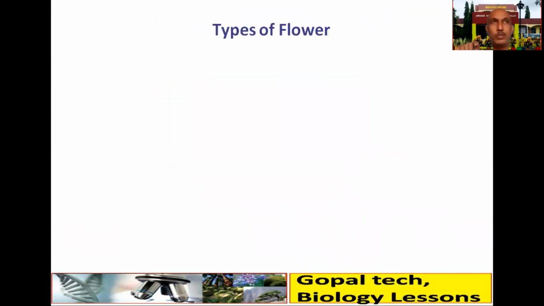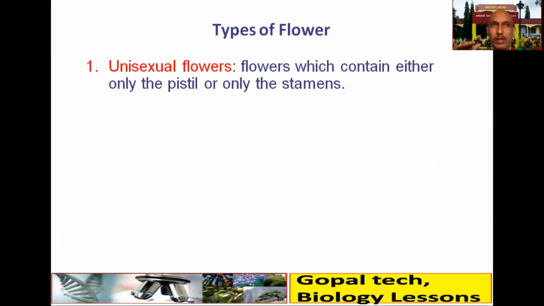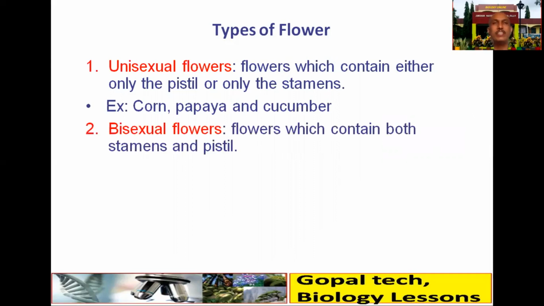Now, types of flowers based on the number of sex organs, that is stamen or pistil. Unisexual flower: uni means single, a flower which contains either only the pistil or only the stamen. So there is the pistillate flower and the staminate flower. Best examples are corn, maize, papaya, cucumber. Bisexual flower: a flower which contains both stamen and pistil. Both will be together. Many flowers are bisexual. Mustard, rose, petunia, and you can take other examples as well.